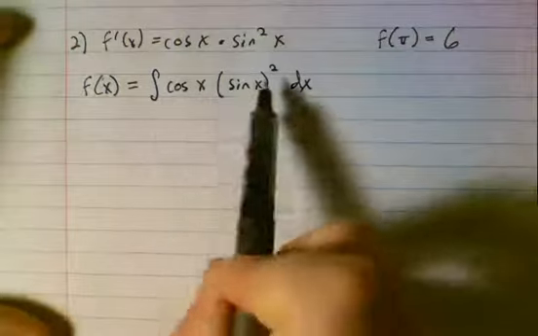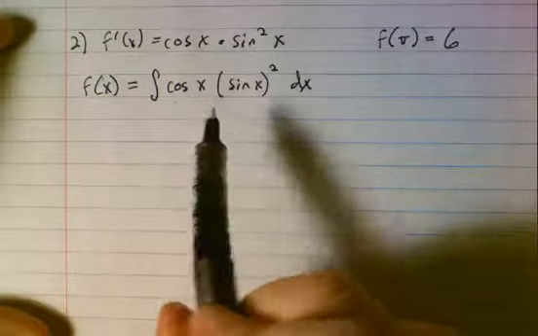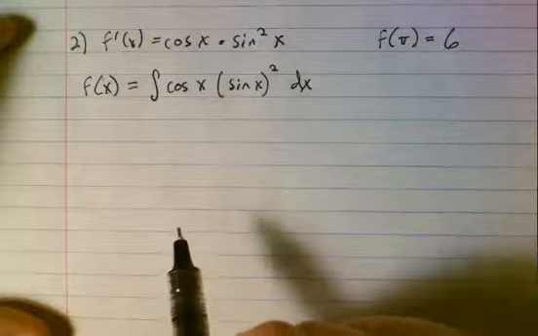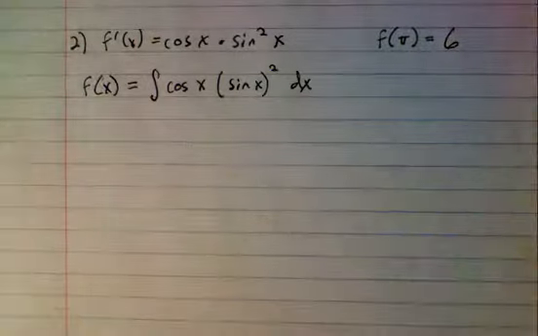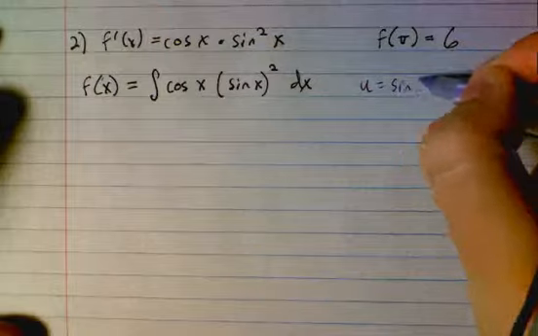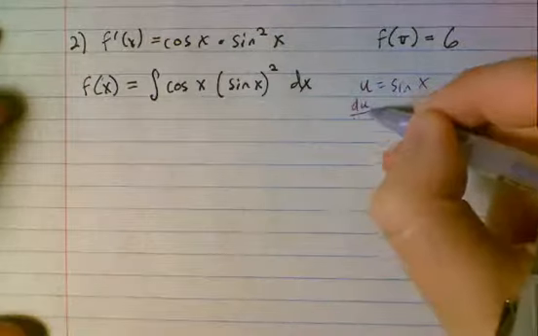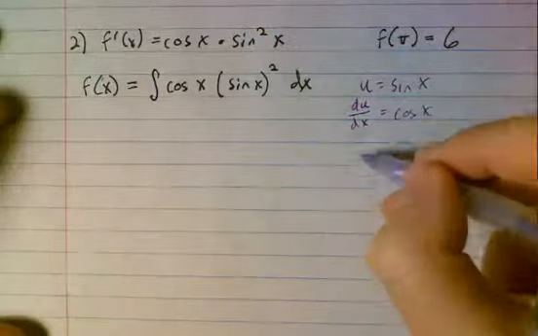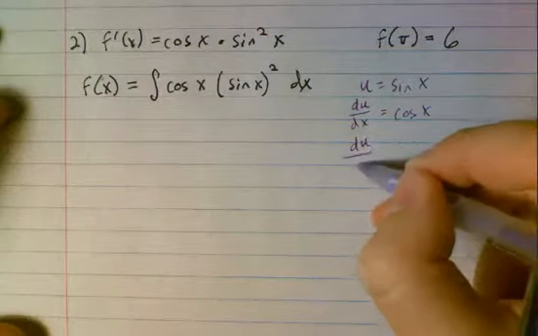And now we look here, we remember our u substitution, and we say, well, this sine x is inside another function, it's inside that squared. So I'm going to go ahead and let u equal the sine of x. Take the derivative. Derivative of sine is cosine. And then get dx by itself.